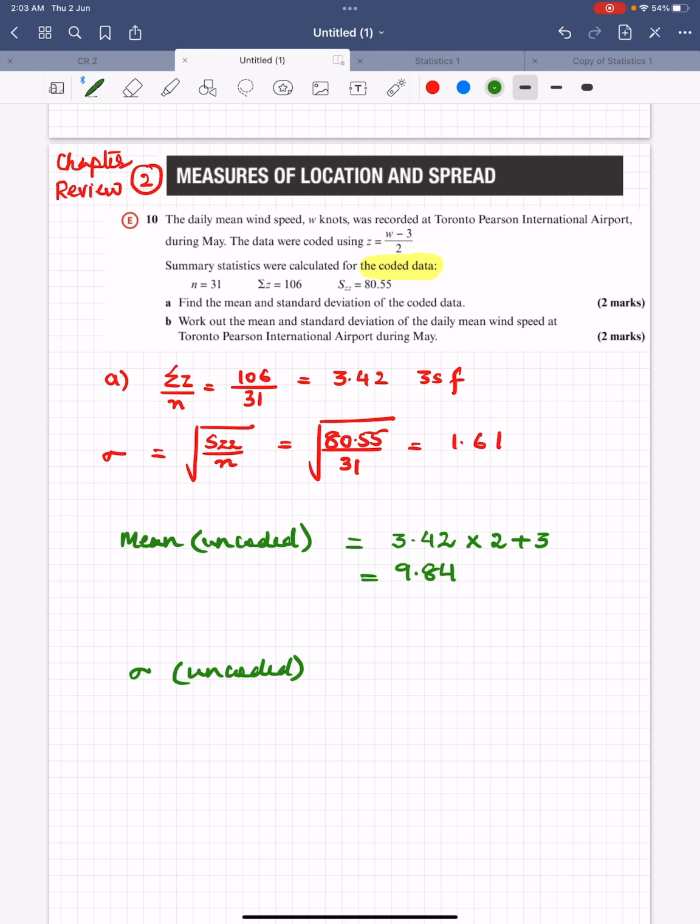So standard deviation is not affected by addition and subtraction. So when we use the coded standard deviation to find the original standard deviation, we will do the inverse, which means we will do multiplication by 2, but we will not add 3, because standard deviation here is not affected by addition or subtraction. So uncoded standard deviation is 1.61 multiplied by 2, which is equal to 3.22.